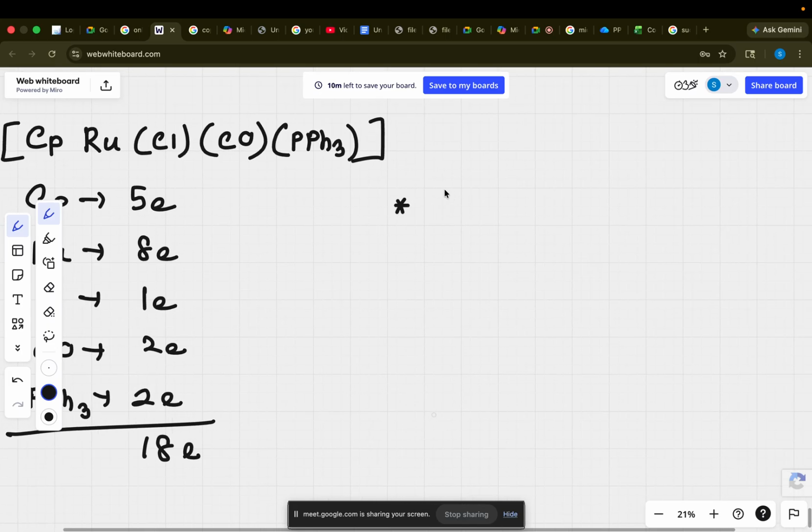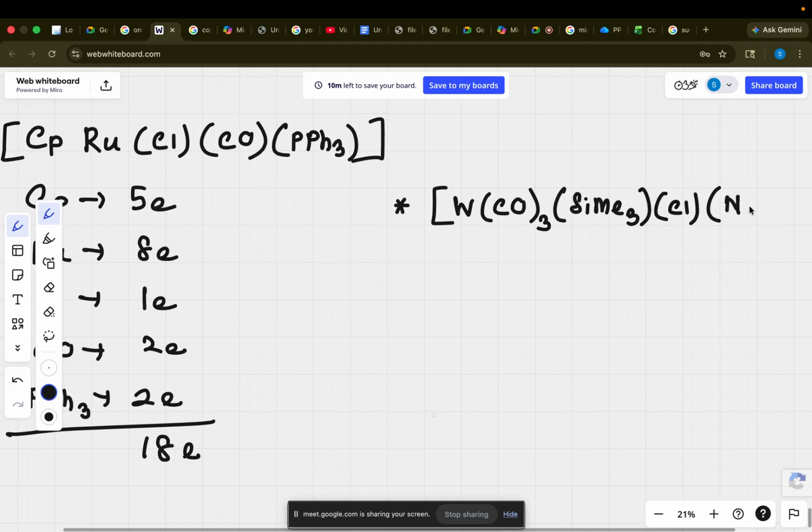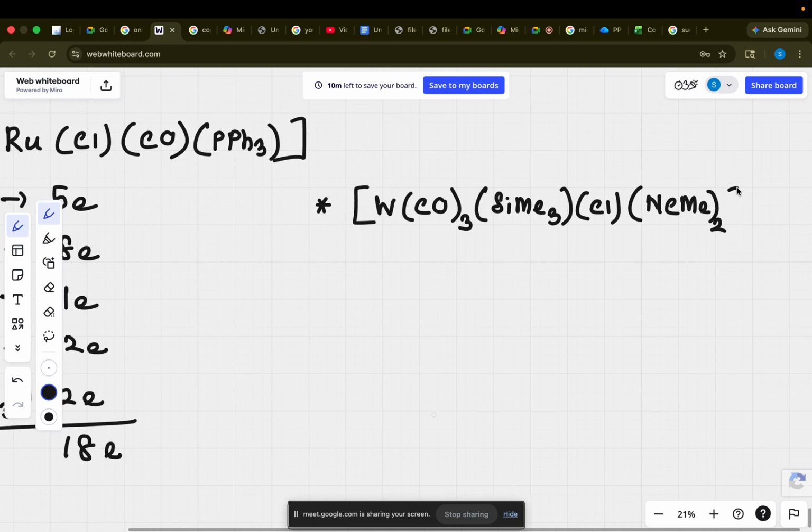Now suppose you have this tungsten (CO)3, SiMe3, chlorine, and here you have this NCMe)2, (NCMe)2. Find out this one.